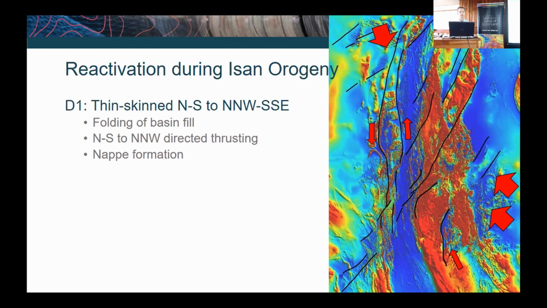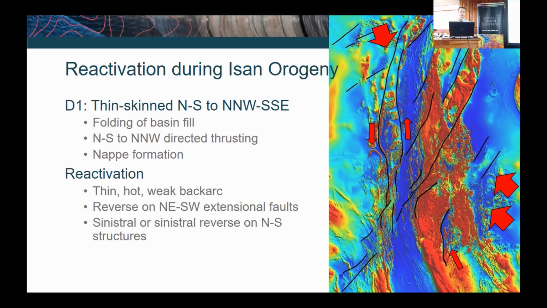And this resulted in folding of the cover sequences. This was really local, so folding of the cover sequences, and in the eastern fold belt, you've got north-northwest directed thrusting and nappe formation. Keeping in mind that previous to this, we had a large thin back arc, quite hot. We're going to reverse all of those northeast southwest striking faults, the early architecture that was related to the extension, and we might also get some sinistral reverse on these north-south structures.